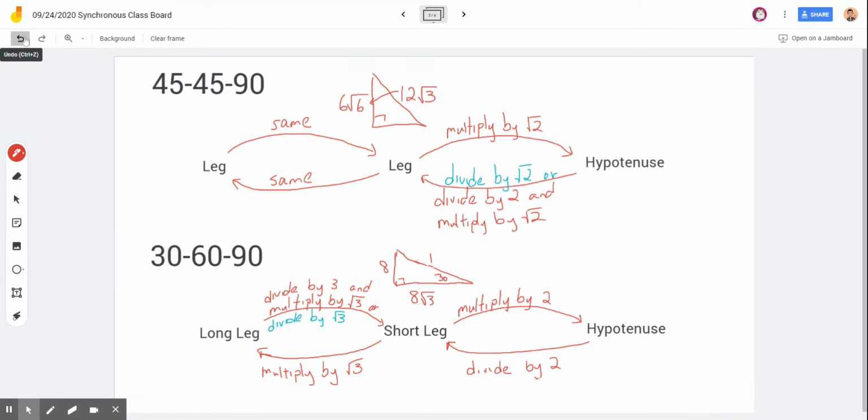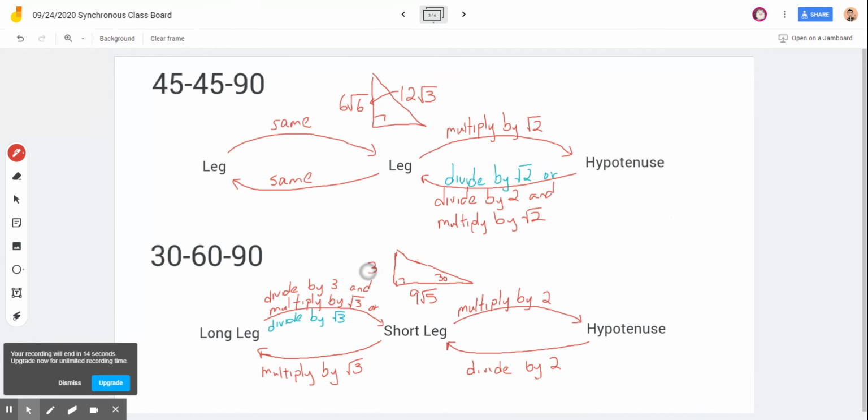Okay? However, if we don't have that nice square root of 3 in there to start with, then our process is going to look a little bit different, right? We can't just divide out root 3. So instead, let's say we have 9 root 5. What we need to do is divide the number by 3. So 9 divided by 3 is 3, and then multiply the root by root 3. So root 5 times root 3 is root 15.